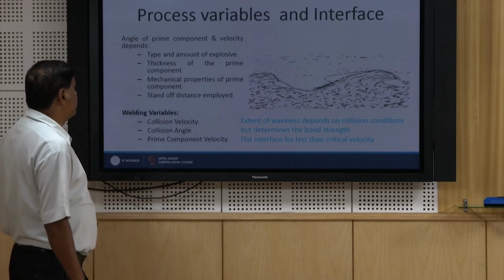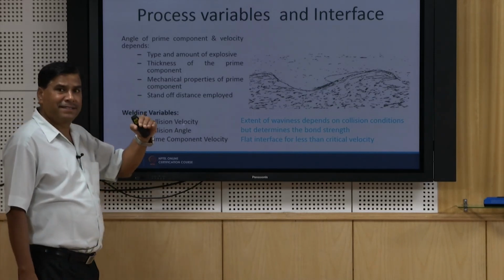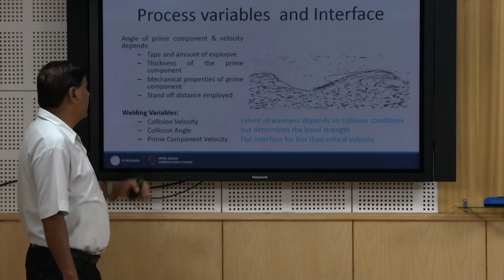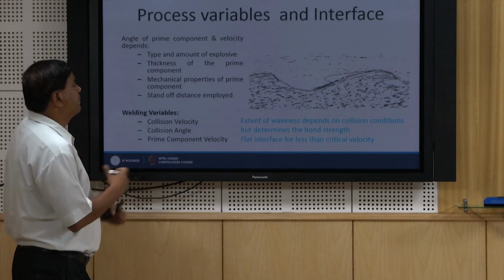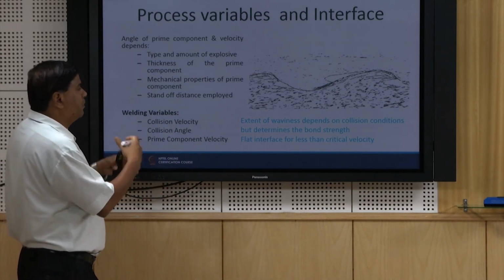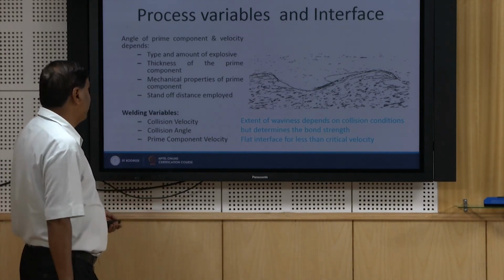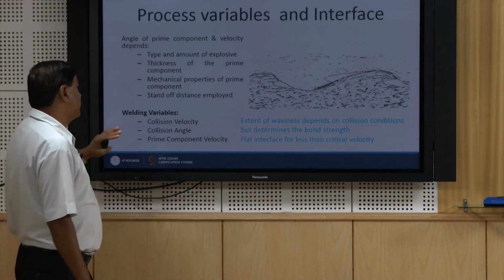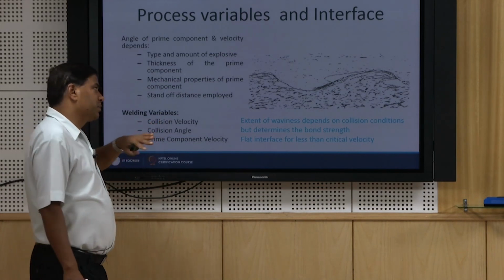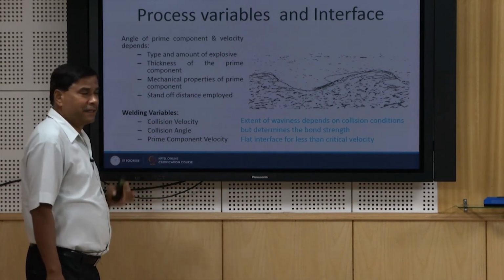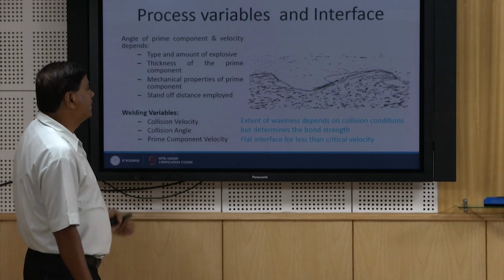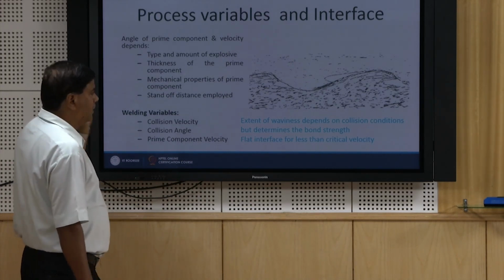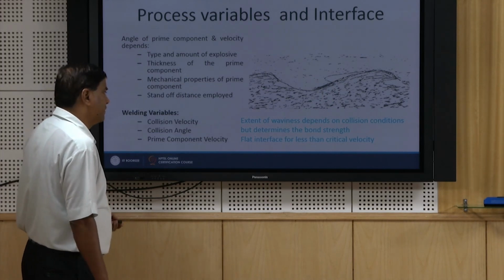The mechanical properties of the prime component: the higher the hardness and the higher the yield strength, the greater will be the impact velocity requirements for having sufficient waviness at the interface, so that good mechanical interlocking and bond strength can be achieved. And the standoff distance must be optimally selected so that the plate impacts with sufficient velocity, greater than the critical velocity requirements, for development of a joint of sufficient strength.